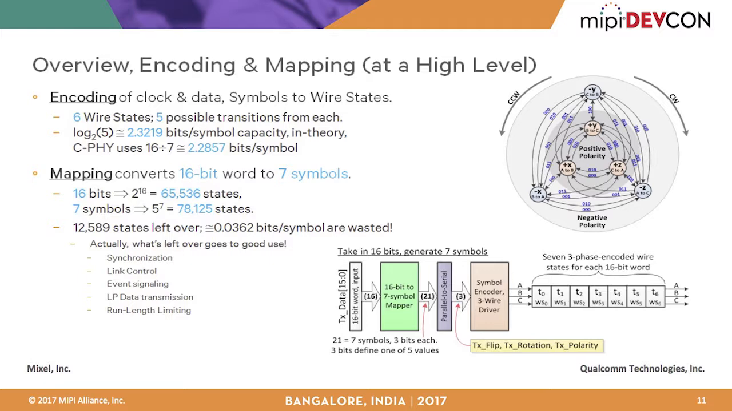They're used for other uses, such as synchronization, link control, event signaling, low power data transmission, run length limiting. So that's kind of a distinction between the C-PHY and the D-PHY in the sense that the D-PHY uses a token, for example, which is valid data in the C-PHY because you have those additional codes that are not allowed. You can use them for those kinds of functions.